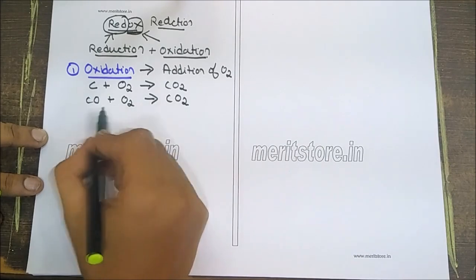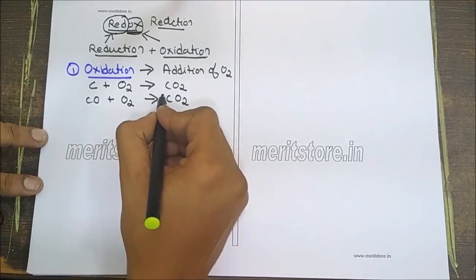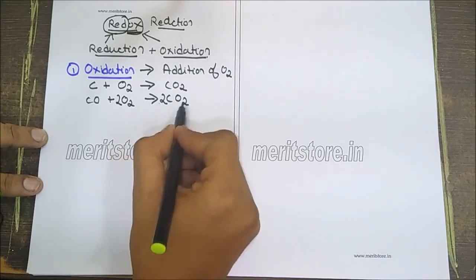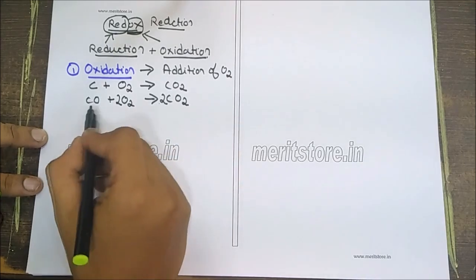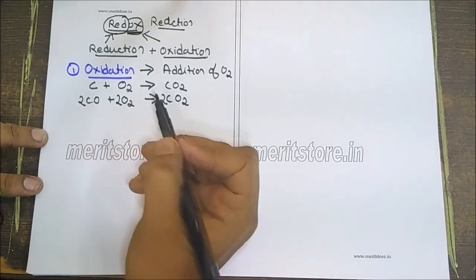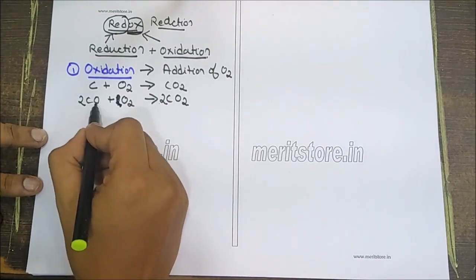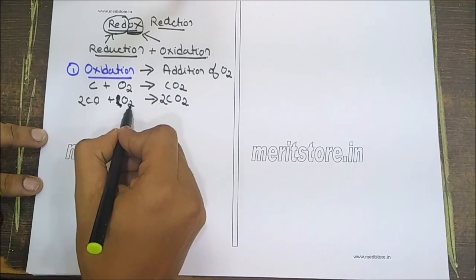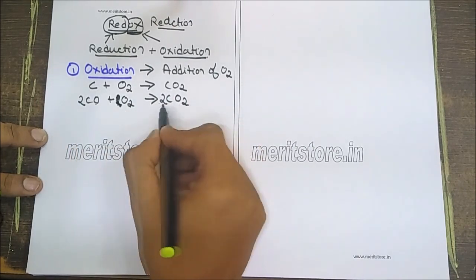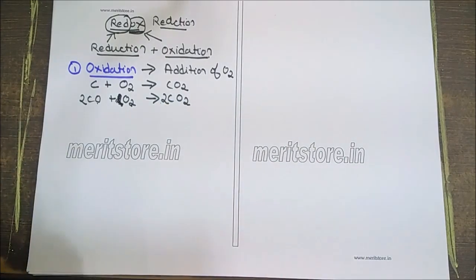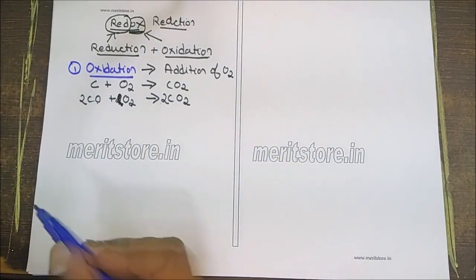Now if you see here, oxygen is not balanced, so we need to balance the oxygen. So oxygen is 4 here, it is 4 here, I have to add 2 here. So there are 2 oxygens here, so 4 on the left hand side and again 4 on the right hand side. Now, this is a very basic understanding of oxidation.